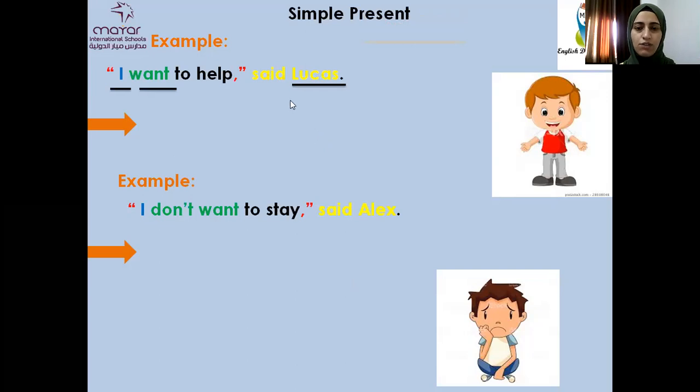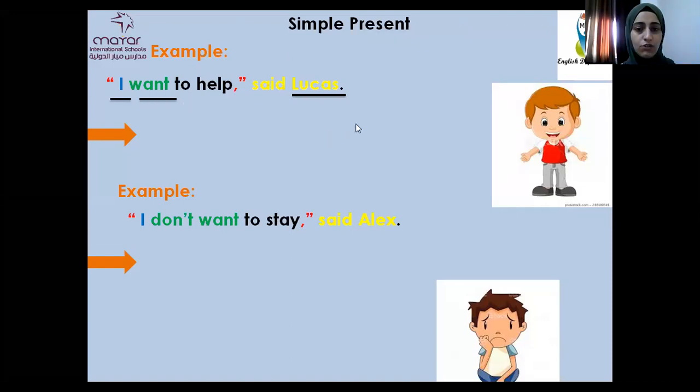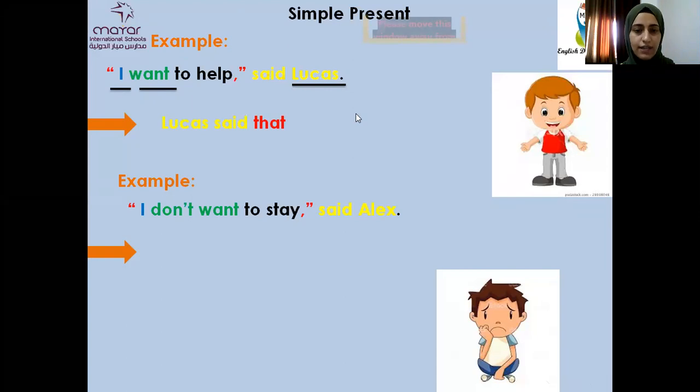So you underline the speaker, which is Lucas, and then what? All right, so here, as you see, I want to help, Lucas said that he wanted to help.